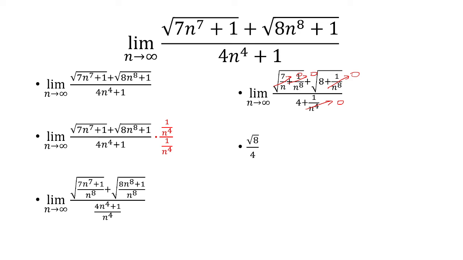So what we're left with is the square root of 8 over 4, which I can rewrite as the square root of 4 times 2 over 4. Square root of 4 is just 2. So this is 2 root 2 over 4, which simplifies to the square root of 2 over 2. And that is my limit.